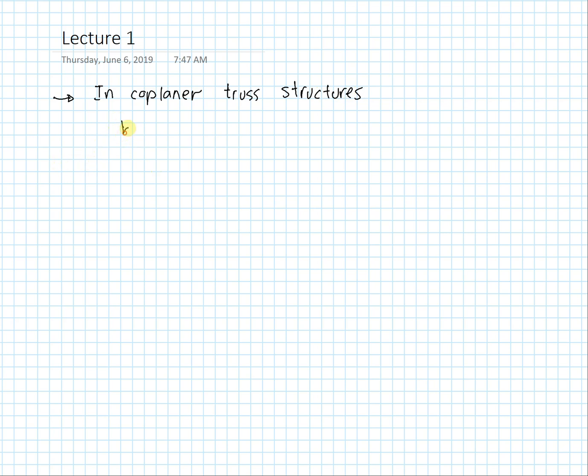These are B for number of bars, R for number of reactions, and at last J for number of joints. We're going to define three formulations. These are B plus R is equal to 2J.